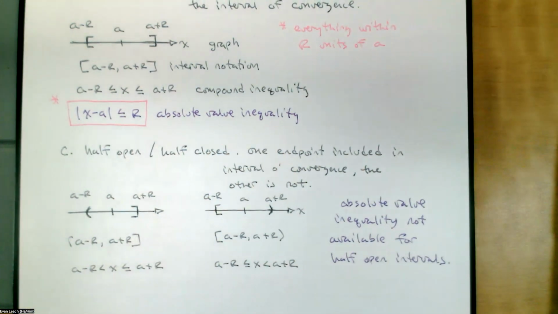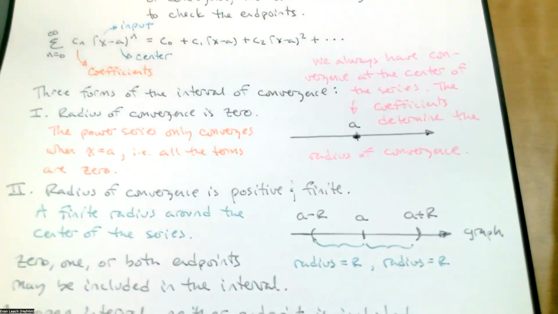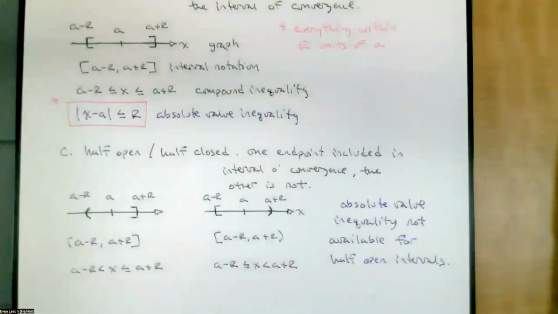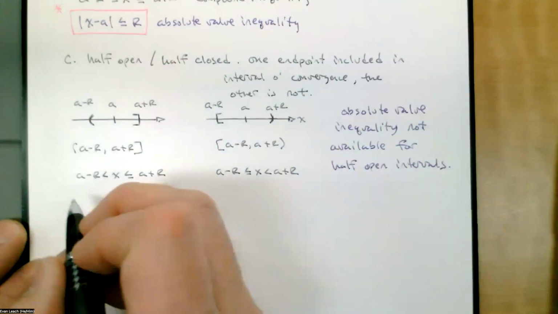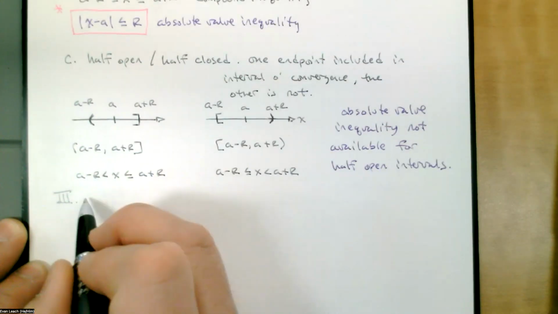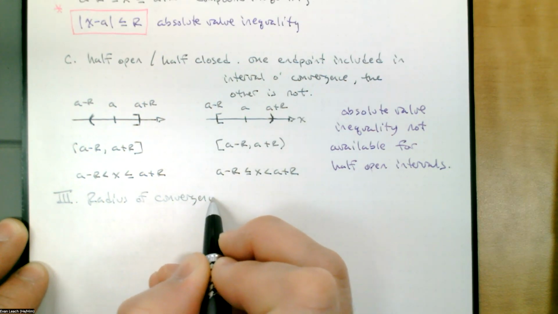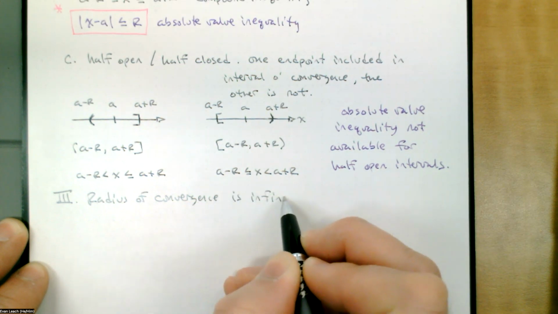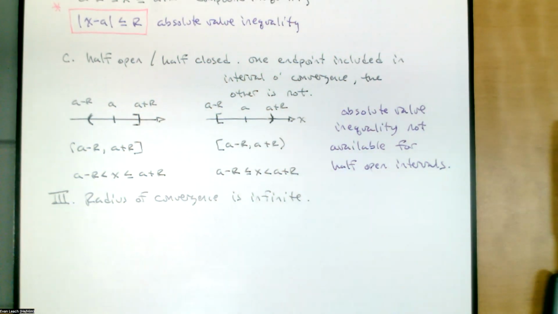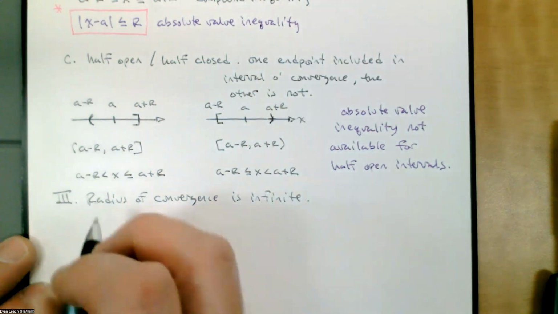First, the radius of convergence is zero. Next, the radius of convergence is positive, but finite. So you can probably guess what the third one is. The radius of convergence is infinite. It still converges at the center, but we're getting everything on both sides. It's kind of really ridiculous to draw it. This means that the power series converges no matter the value of x. The power series converges for all x.